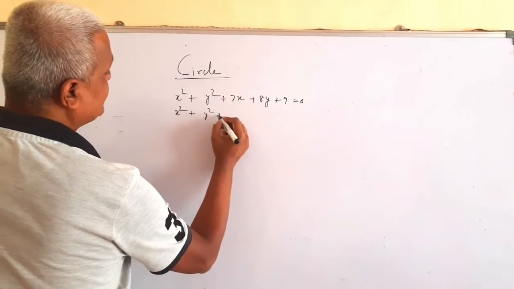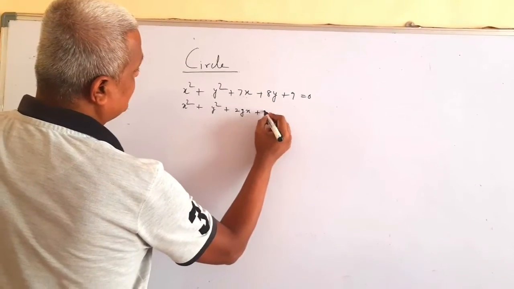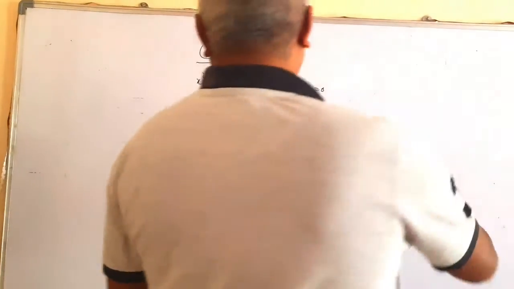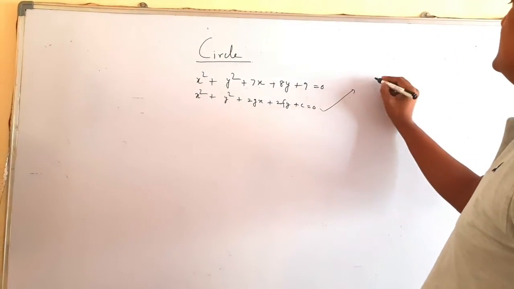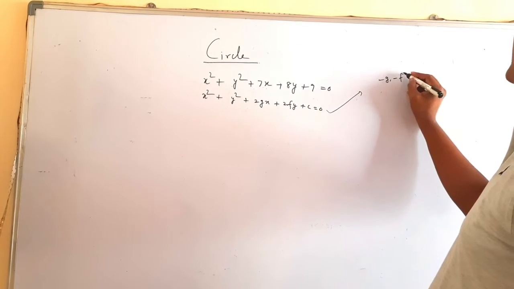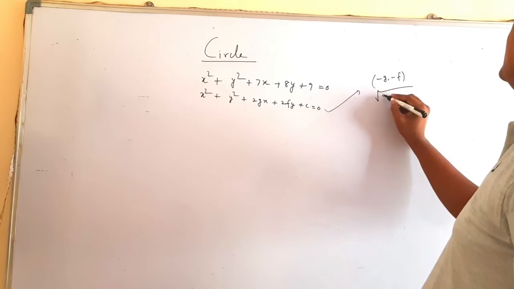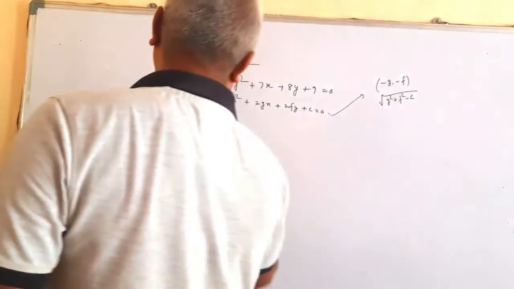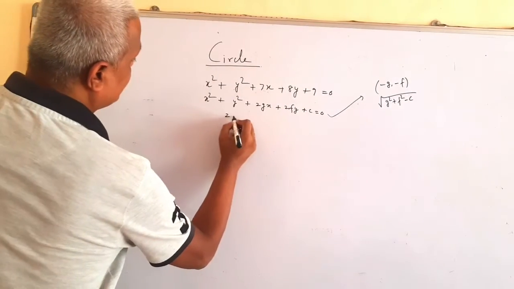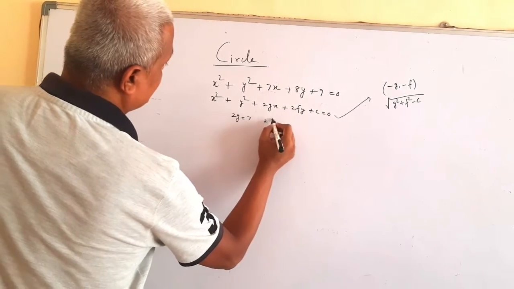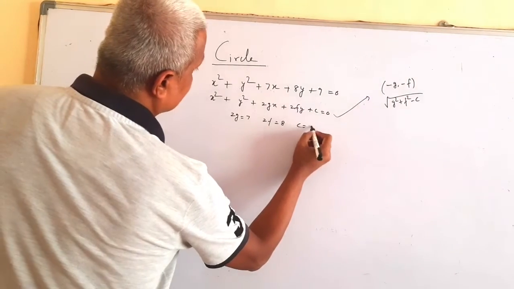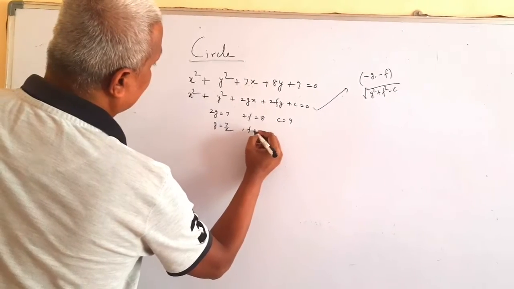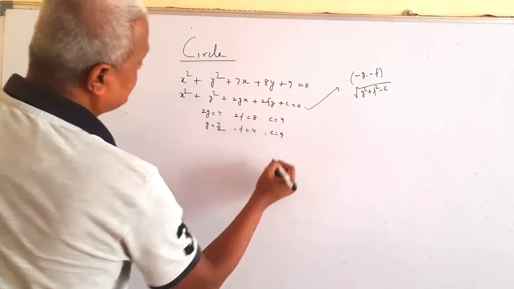that is x square plus y square plus 2gx plus 2fy plus c equals 0. If you do it, then this represents a circle with the center (-g, -f) and the radius square root of g square plus f square minus c. Now if you compare, here we get 2g is 7, 2f is 8 and c is 9. So g is 7 over 2, f is 4 and c is 9.